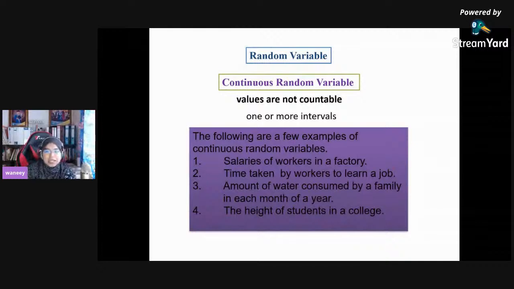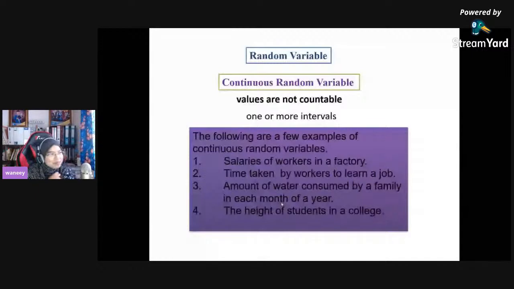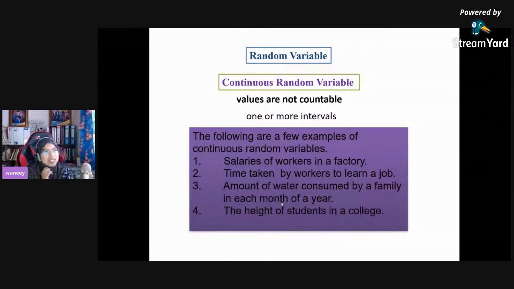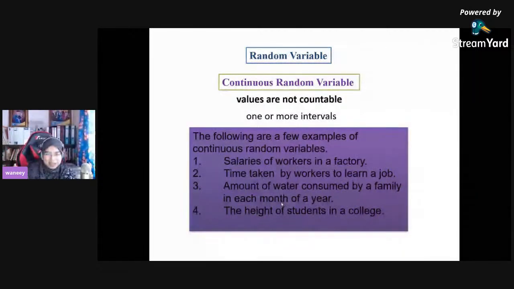The amount of water consumed by a family in each month of a year. So we can say 3 liters, but 3 liters is very little. One day it should be 3 liters, right? So a month around 90. Okay, let's say I give them around 1,000 liters. Then another family might use 1,000.1 liters.